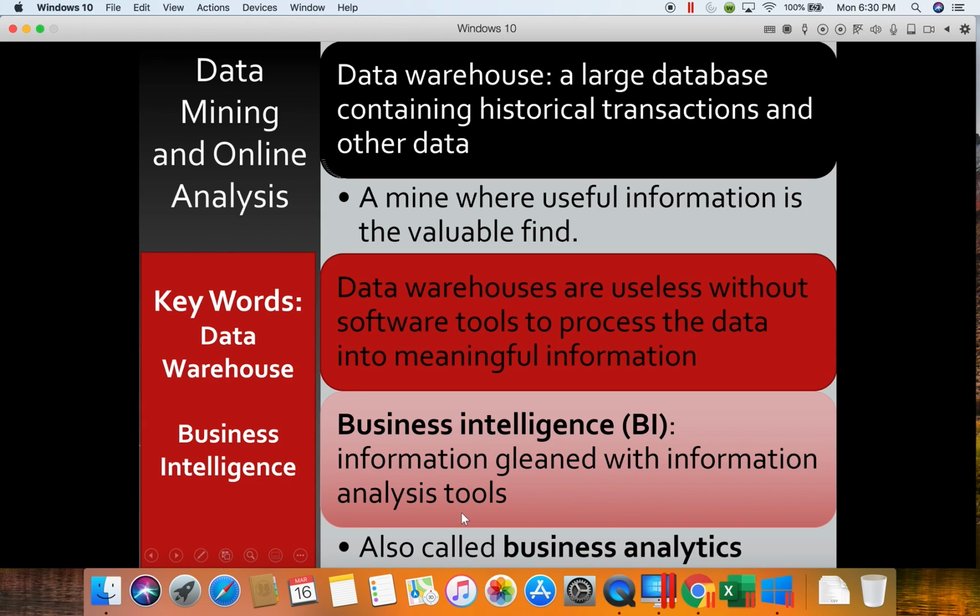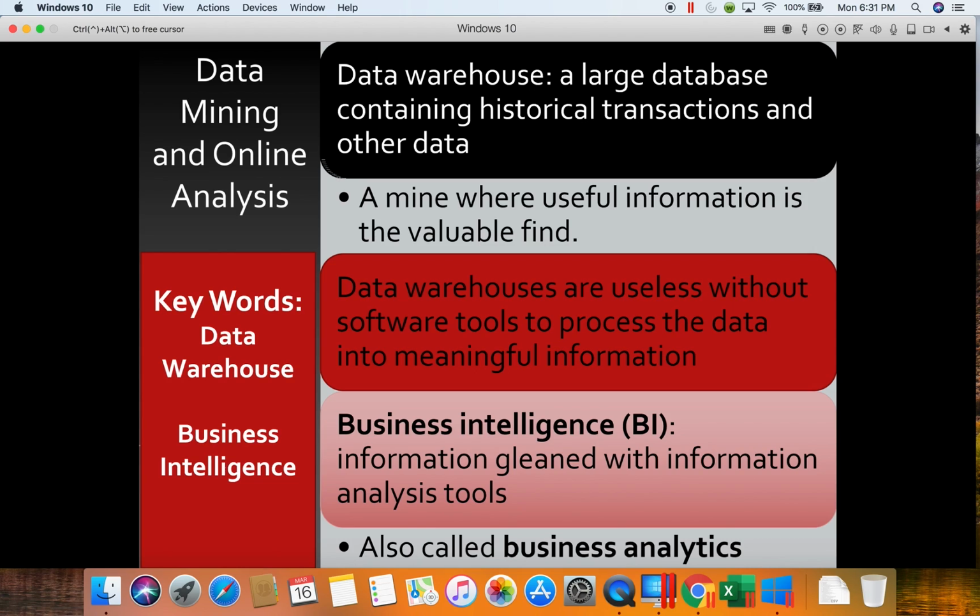So we began talking about data warehouses and the term business intelligence. A data warehouse is a large database that contains both historical data and other data. Data warehouses by themselves are not useful. To make a data warehouse useful, organizations must use software tools to process the data from these huge databases into meaningful information. The data warehouse itself can be seen as a mine where the useful information is the precious metals that are found from it.